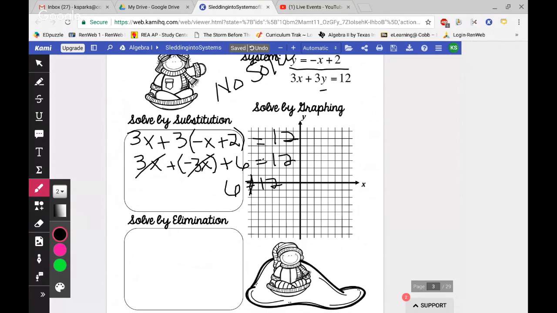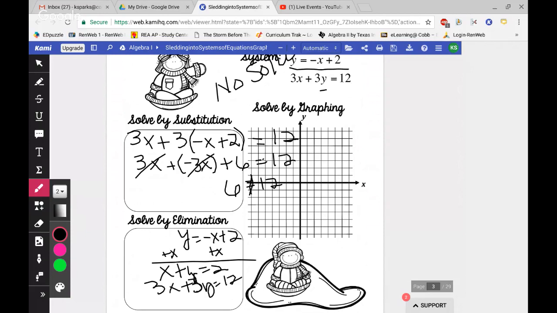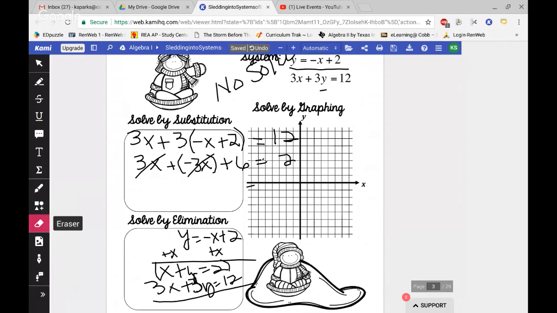But for elimination, what you would want to do is this is in y equals negative x plus 2 format. So you're going to add x to both sides. And then that would give you x plus y equals 2. And then 3x plus 3y equals 12. And so what you would do is you would multiply this top one. I think what I may have to do is erase this so that I can come back up here after I get done doing that.